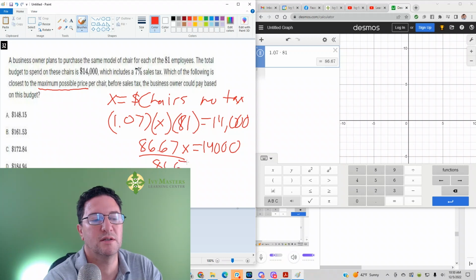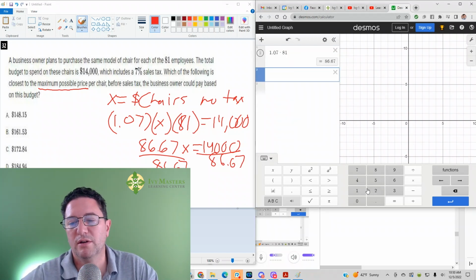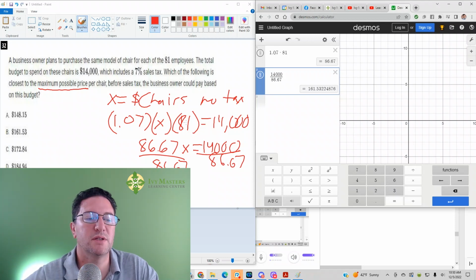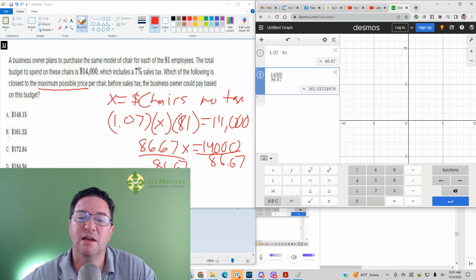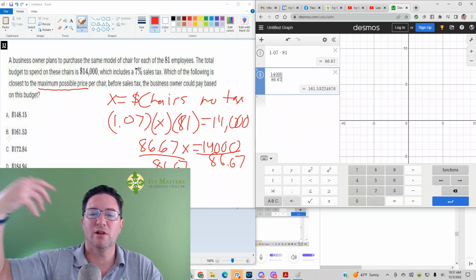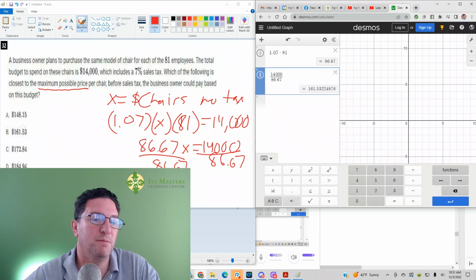And then if you divide both sides by 86.67, in your next box over here, you do your 14,000 divided by 86.67. And you get $161.53 and a little bit more. You might want to make sure that it is in fact B and not C. If you think through it and you're not sure, since it's a little more than 161, would it be B or C?